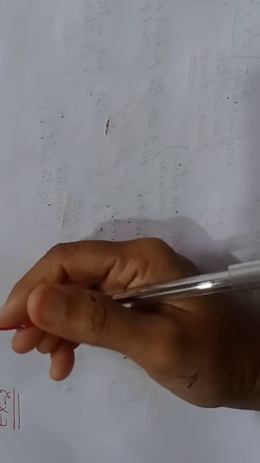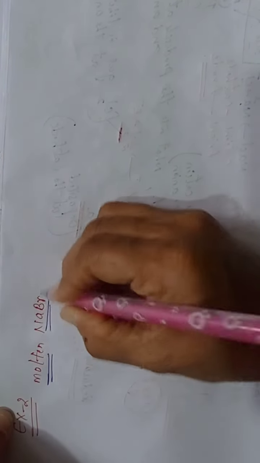Now the second example, students. Molten NaBr. In this case, if molten NaBr is electrolyzed, then what are the products obtained at the electrodes, at the anode and cathode?